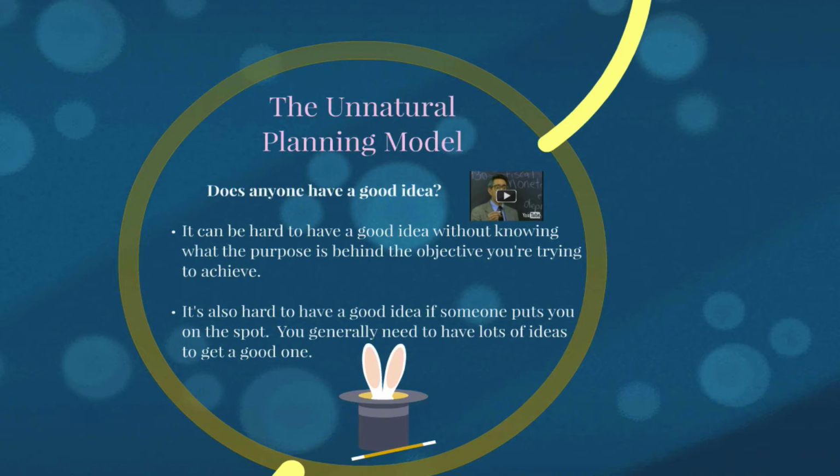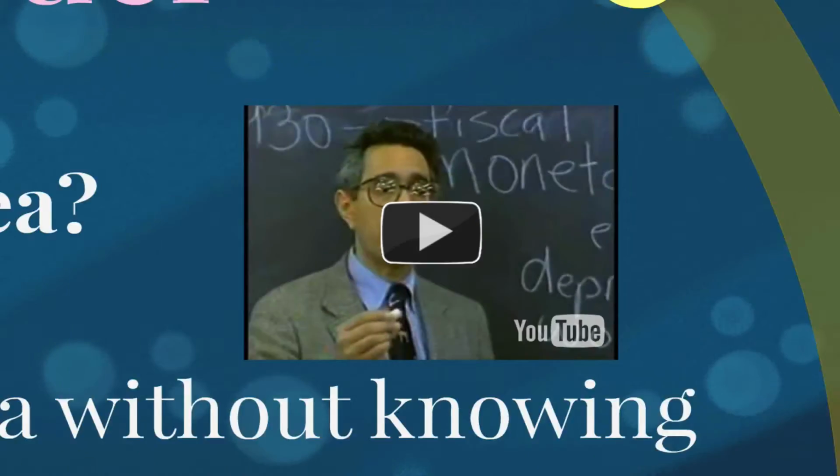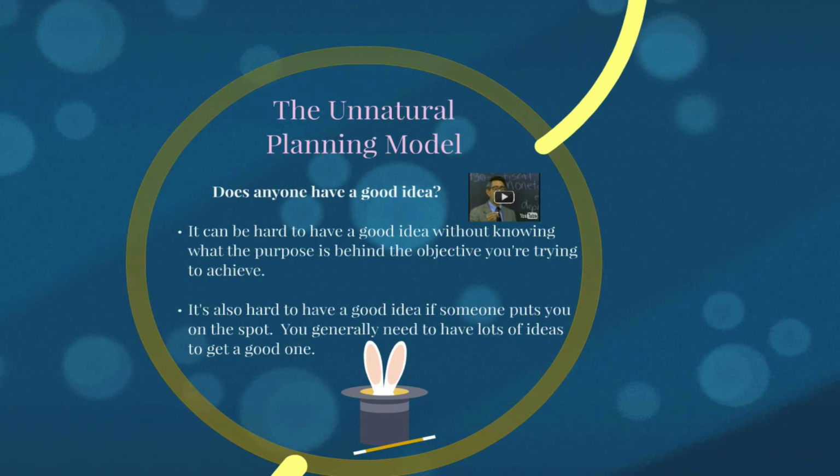What is the unnatural planning model? This is probably something that you've seen a bunch at meetings. Maybe a manager or somebody else shouts out, "Does anyone have a good idea? Anyone? Anyone?" And it can be really hard to have a good idea without knowing what the purpose is behind the objective you're trying to achieve. It can also be really hard to have a good idea if someone puts you on the spot. It's like pulling a rabbit out of the hat. You generally need to have lots of ideas before you actually have a good one.